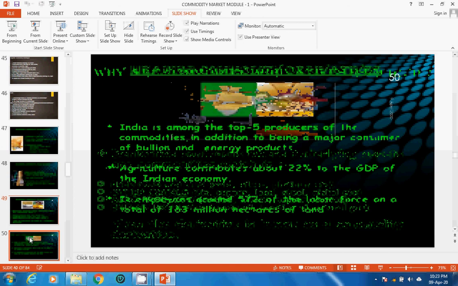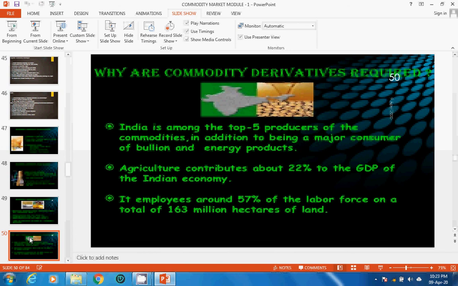Why are commodity derivatives required, especially in a country like India? India is among the top 5 producers of commodities, in addition to being a major consumer of bullion. As you know, bullion is nothing but gold and silver, and energy products. Agriculture contributes about 22% to the GDP of the Indian economy, and it employs around 57% of the labor force directly and indirectly. A total of 160 million hectares of land is where commodities are produced, which are traded in the derivatives market.